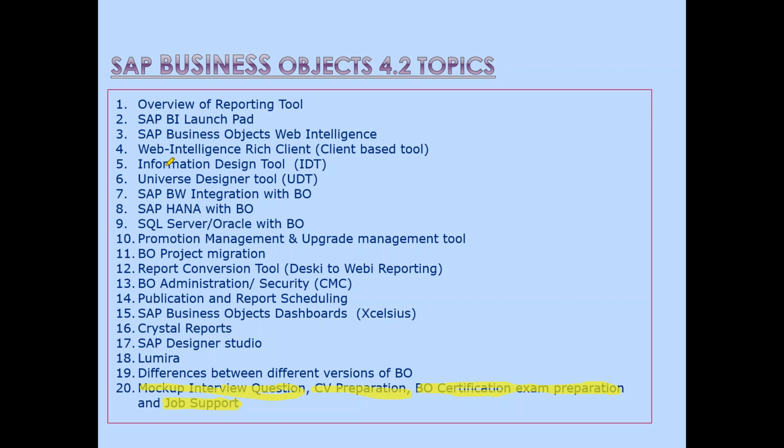And coming to the technical topics, the overview of the reporting tool. So what is reporting? What is the purpose of reporting? That we are going to cover. And the remaining topics related to BO topics and BO models. There are different BO models in Business Objects, as I said. Crystal Reporting tool is one of the reporting tools. Web Intelligence is one of the reporting tools in Business Objects.